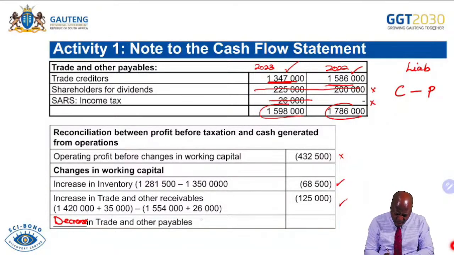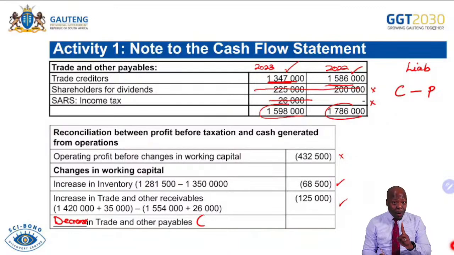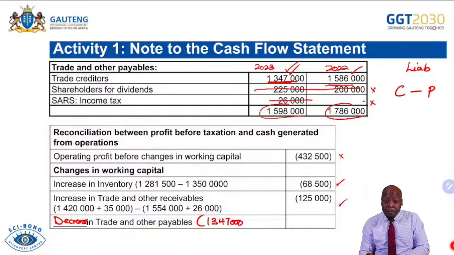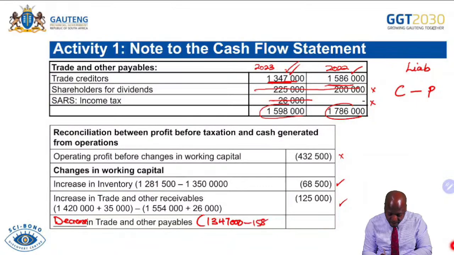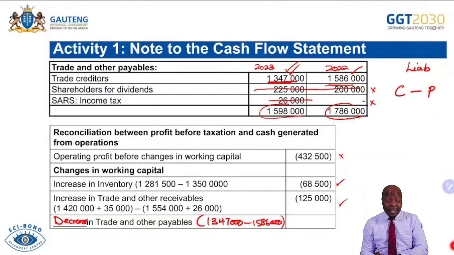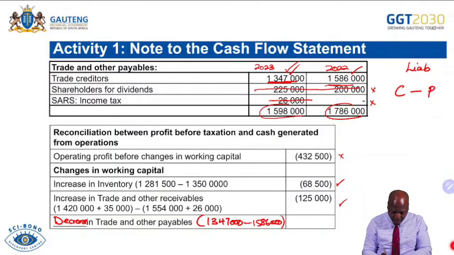So let's come here and see if we do that. I'm going to open a bracket here and I'm going to say, which one is my current? The current here is 2023. That means I'm going to take the 1,347,000. Are you following? All right, thank you. So I have my 1,347,000. What else do I say? Minus the previous year. How much was the previous year? 1,586,000. Let's have our calculators close. All right, let's enter the figures. 1,347,000 minus 1,586,000. How much do you get?